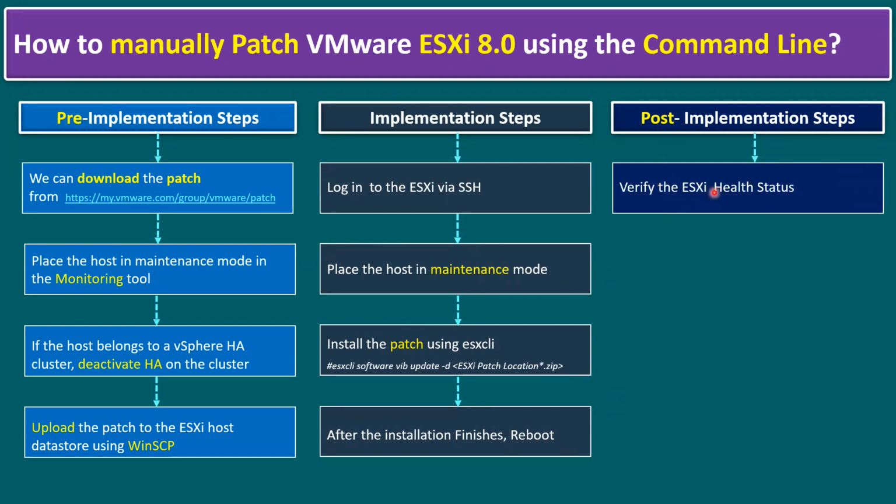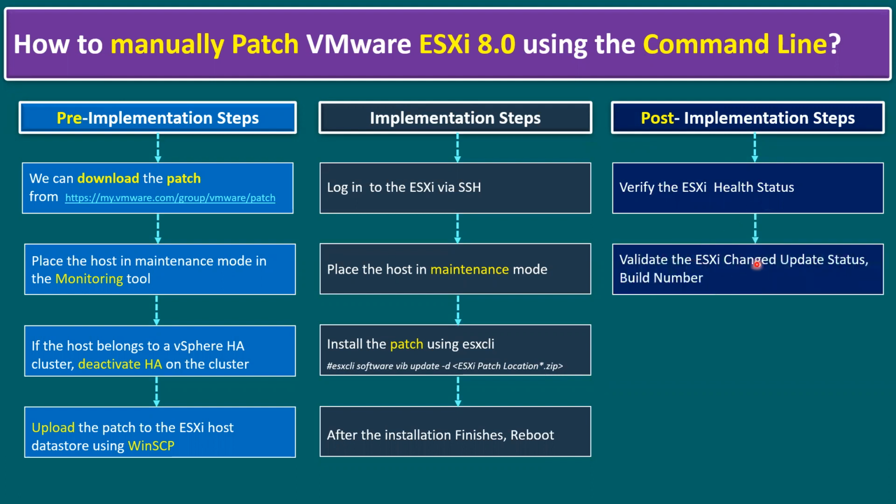Post-implementation steps are to verify the ESXi health status once the host is back online, and validate the ESXi update status and build number. So we have to make sure our ESXi host is updated with the latest 8.0 Update 1A build number. In addition, there is another point, which I didn't mention specifically because it may vary from one organization to another. What I mentioned in our pre-implementation steps, putting the host in maintenance mode in the monitoring tool. For example, if your environment is using the maintenance mode.